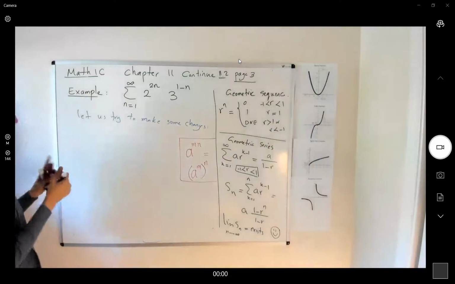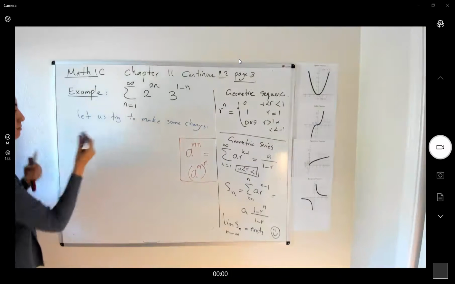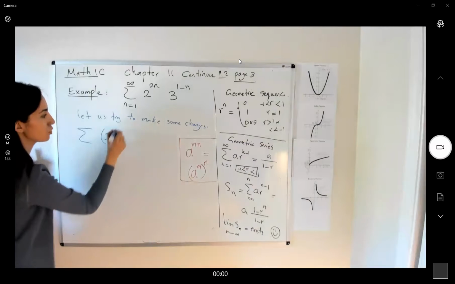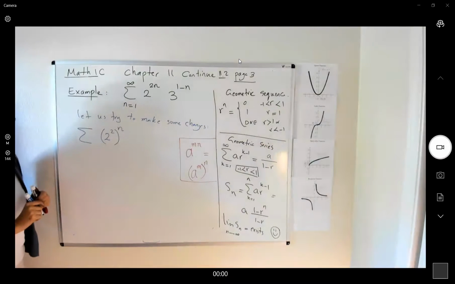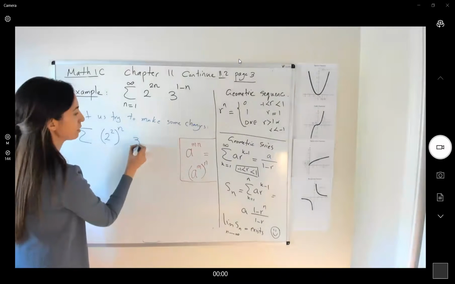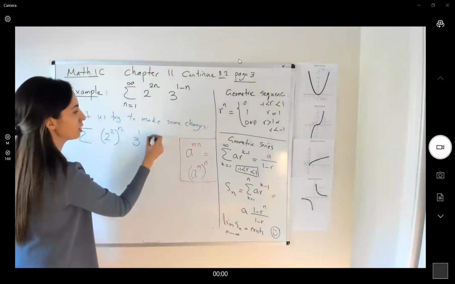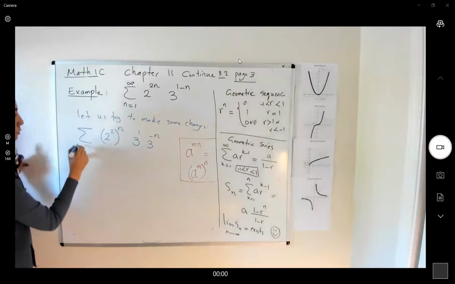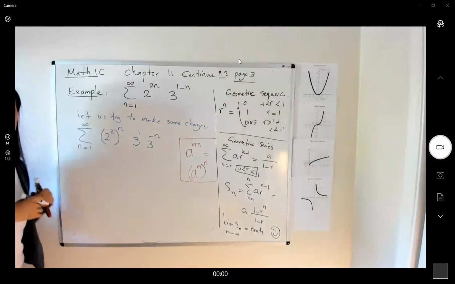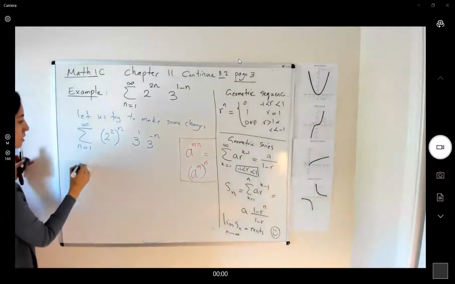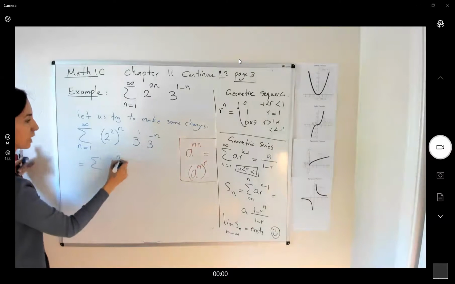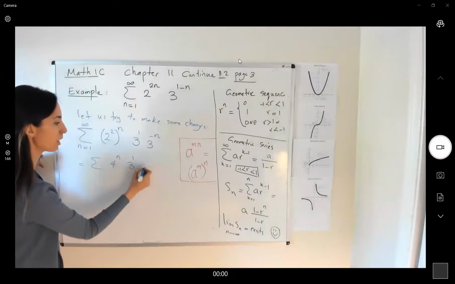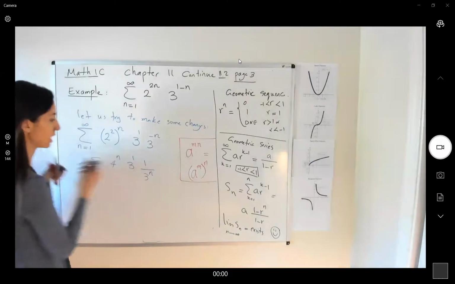So I have the series sigma of 2 squared raised to n, times 3 to 1 minus n, and n starts from 1 and goes to infinity. So this is equal to the series 4 to the n, since 2 squared is 4, and I have 3 to the first power times 1 over 3 to the n.